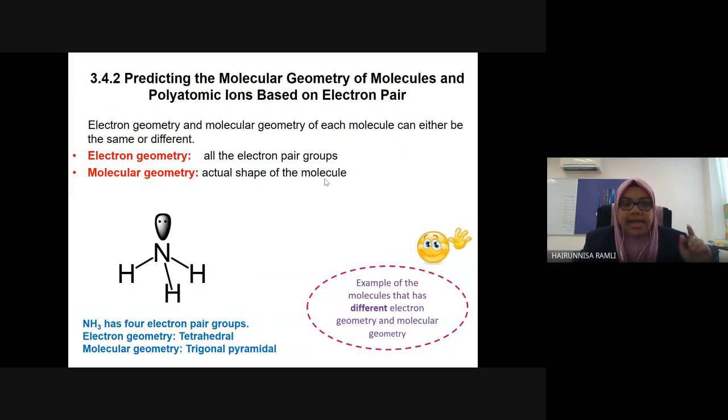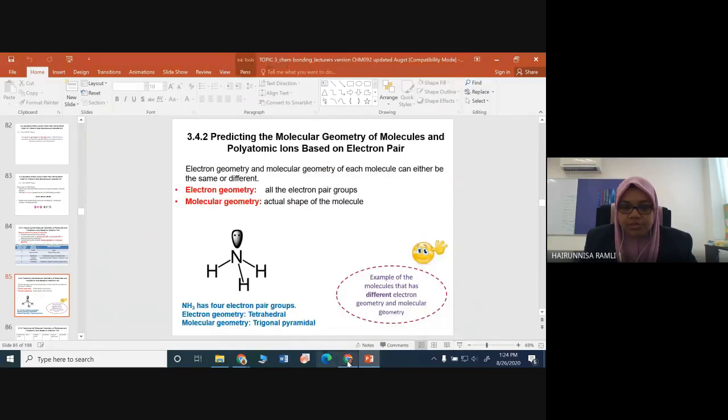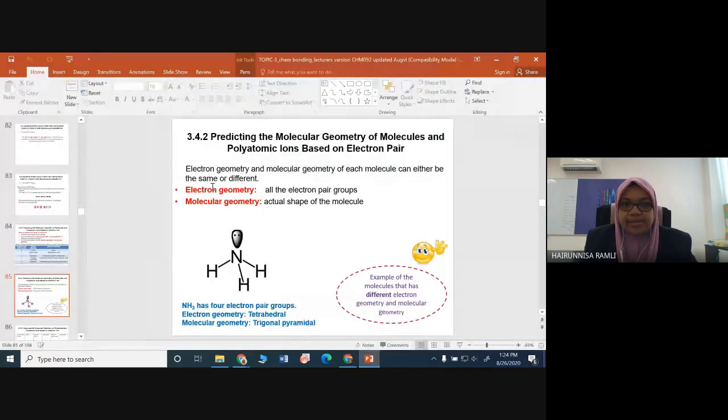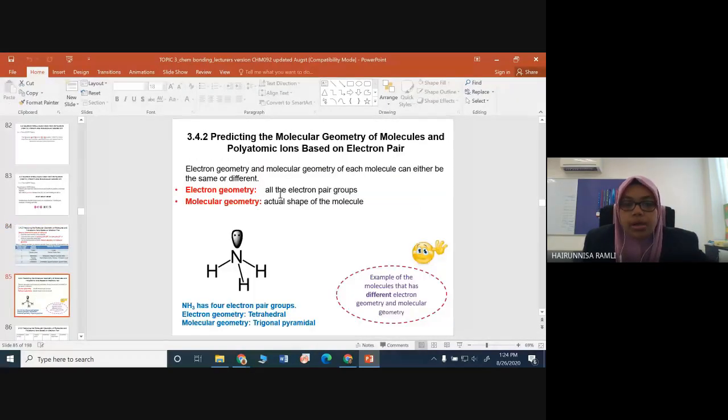So basically sebenarnya saya dah explain dekat awak sebelum ni about the difference between electron geometry and also molecular geometry. Okay, so ni kat sini kita dah explain lagi sekali. So electron geometry and molecular geometry of each molecule can either be the same or different. Same tadi bila saya cakap bila tak ada lone pair lah. So that's why electron geometry tetrahedral, so molecular geometry also tetrahedral. Kalau tak ada lone pair. Kalau ada tiba-tiba satu lone pair, bentuk dia dah jadi lain daripada dia bentuk yang asal eh. Okay. So, here the electron geometry is actually for all the electron pair groups. Dia combine semua. Okay.